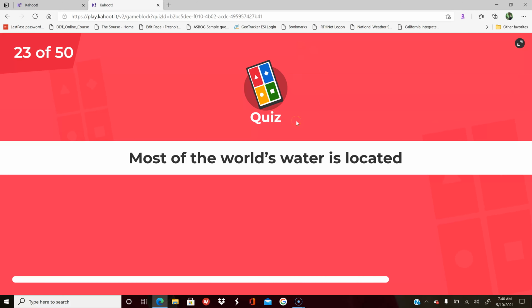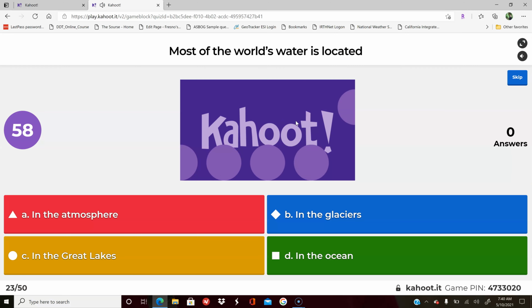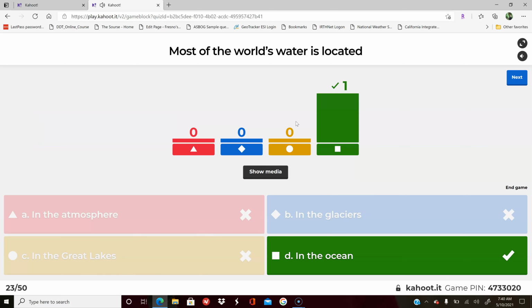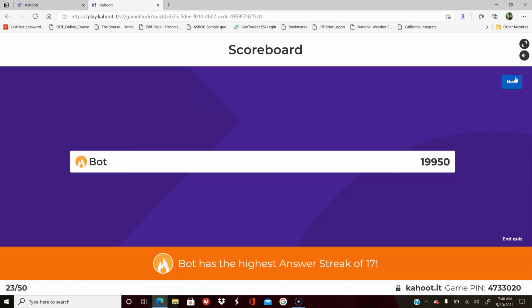Most of the world's water is located where? In the atmosphere, in the glaciers, in the Great Lakes, or in the ocean? That would be in the ocean. 97% of Earth's water is in the oceans. Okay, so most of that is locked up there, and then we've got some in glaciers, in the atmosphere, and in groundwater. Very little on the surface, though.